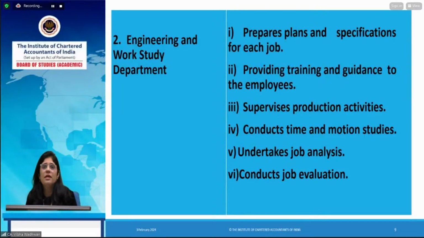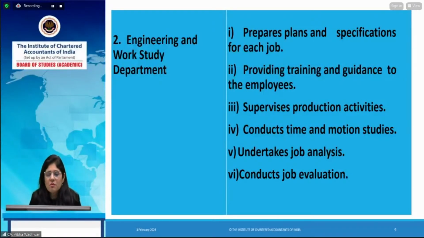Same with the employee. For a particular job, what type of a person is required, what qualifications are required, what skills are required, what knowledge is required, what abilities are required, what type of experience is required. So every technical detail is gathered by the engineering and work study department. Clear? And providing training and guidance to the employees. They also give training and guidance to the employees. They see what type of training should be given to the employees.